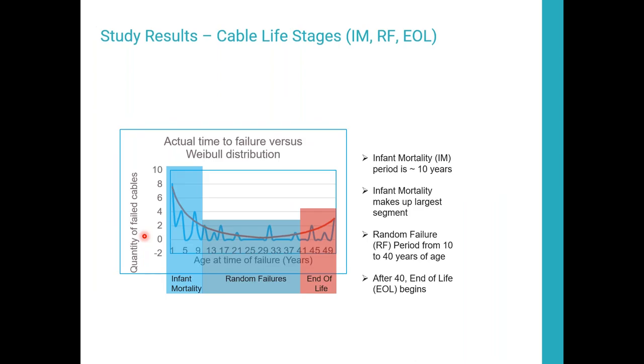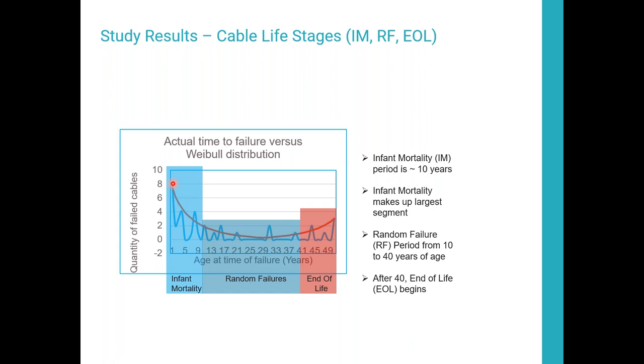That's what we found with cables, that you get an infant mortality spike, an early life failure rate, and then at a certain period of time, the average failures drop down until you get to end of life of that component, whatever it is. And what we found here was that we defined the infant mortality period as about the first 10 years. And the infant mortality made up a very large segment of the failures that were returned to us.